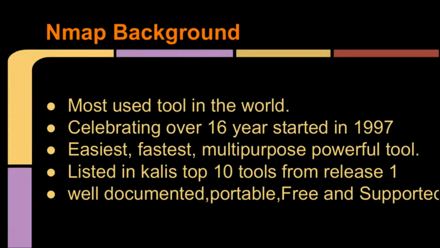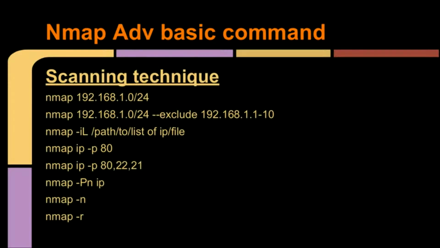Now we are taking some basic and advanced commands. Here are some basic commands, but I am describing the use cases of each command. Sometimes we need to scan a whole segment. For that you just have to put the IP address slash the segment of the network. Here you can see Nmap, IP address and segment of network. That will scan the complete network.